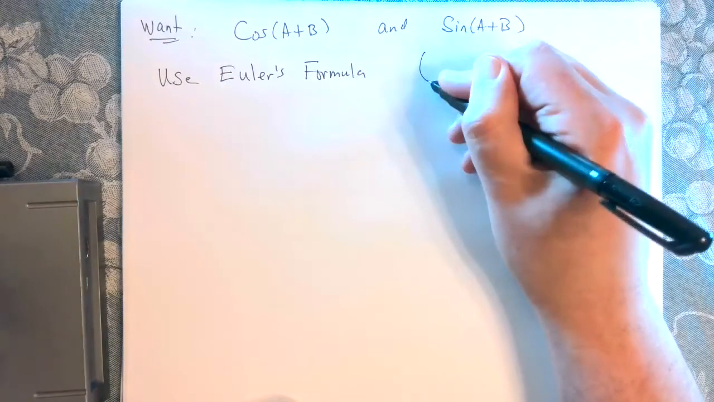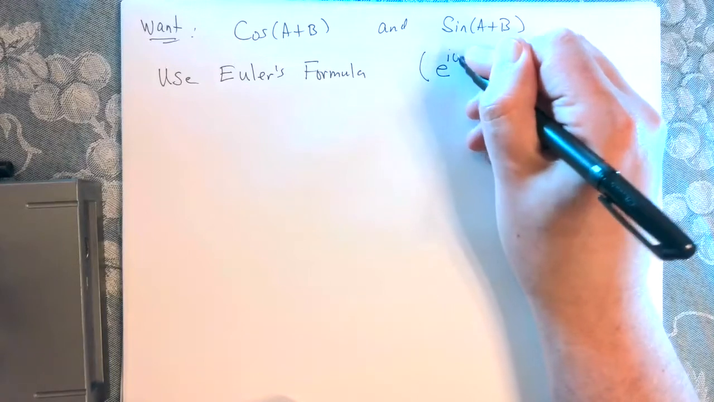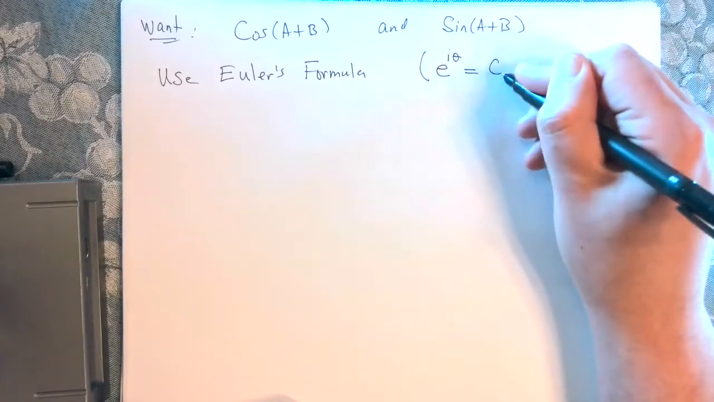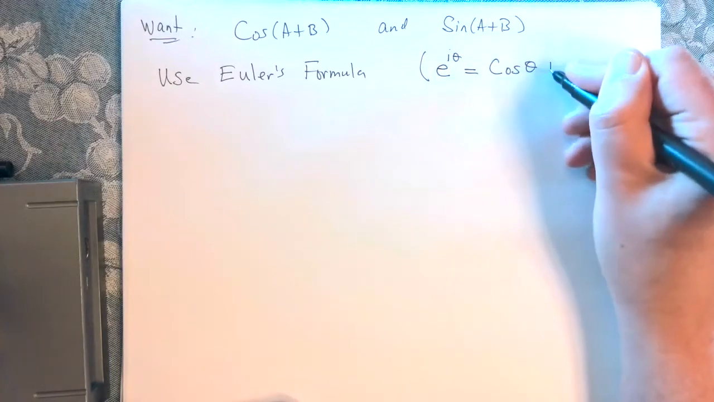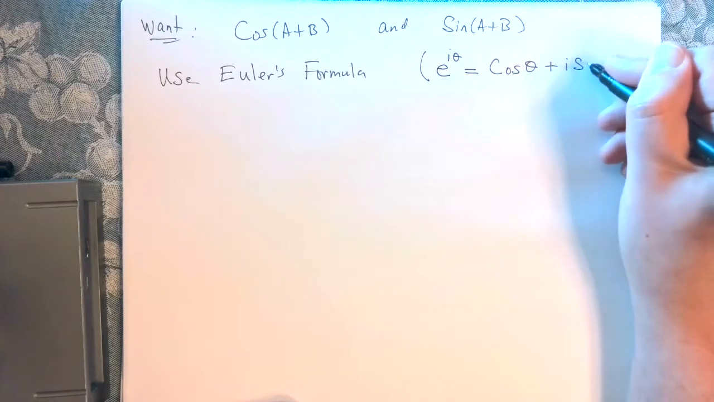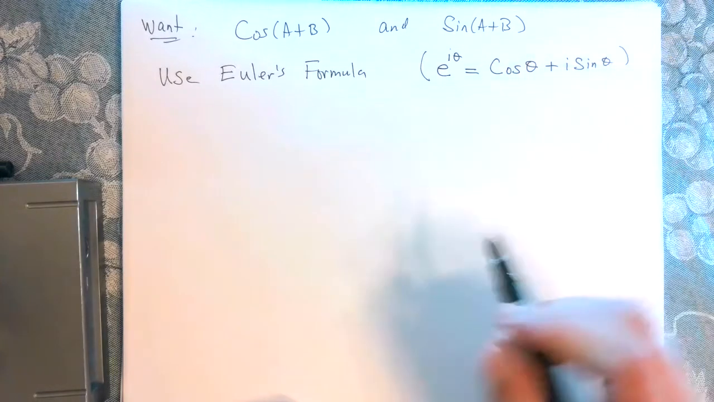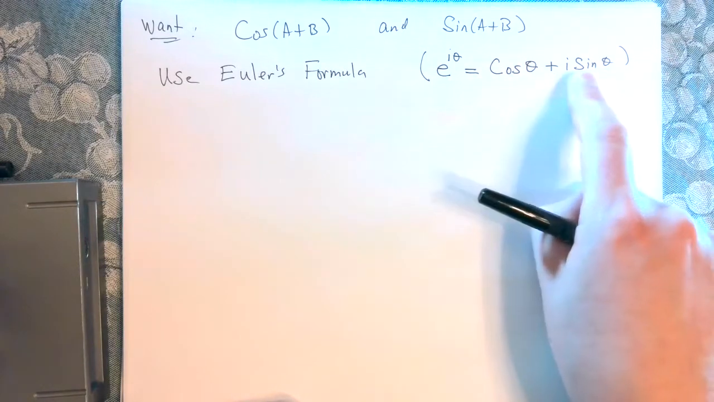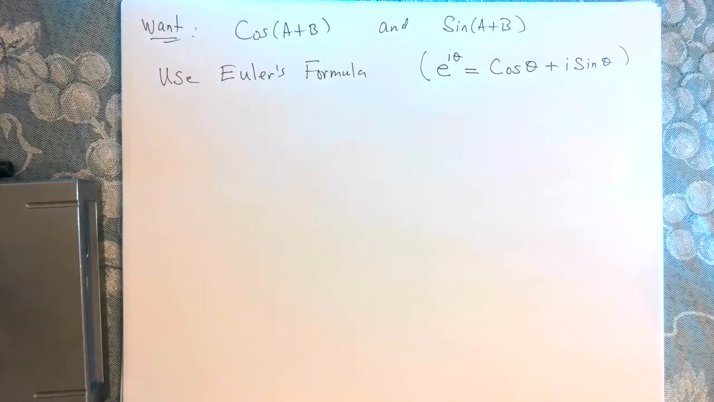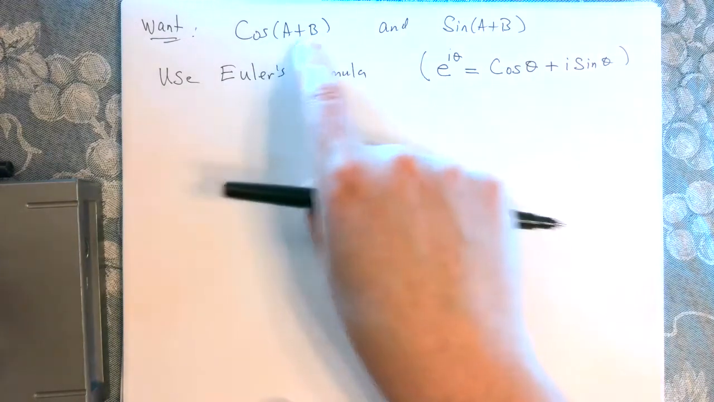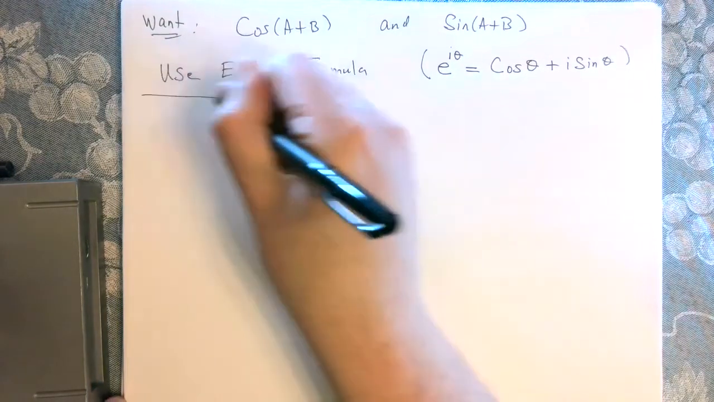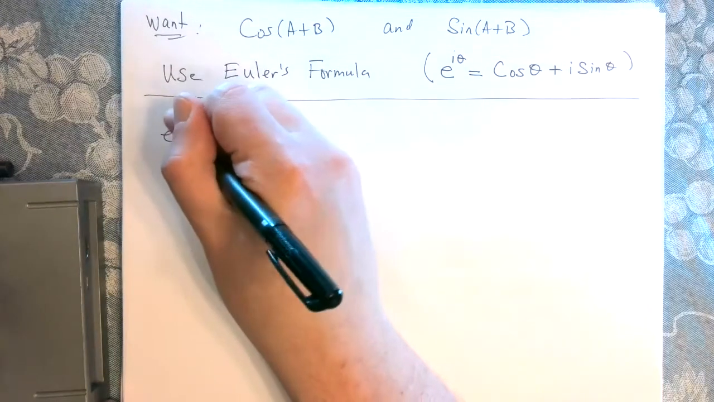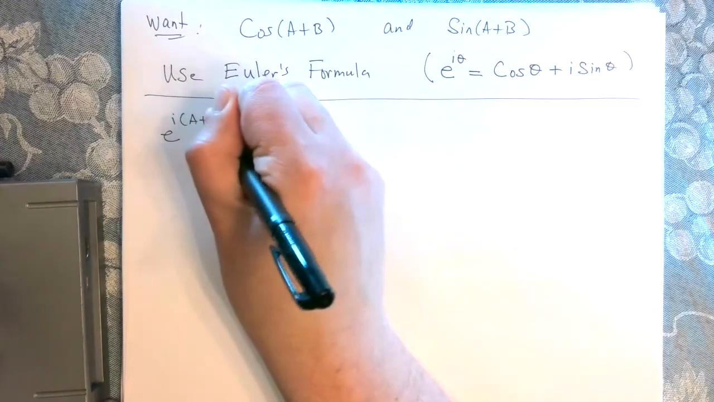So Euler's formula, for all theta, e to the i theta is equal to the cosine of theta plus i sine of theta. And remember, the real part of this is cosine, and the imaginary part of this would be sine. Okay, so how do I find these sum of angle formulas? Well, it's pretty neat. Euler to the rescue. Here we go. Check this out.